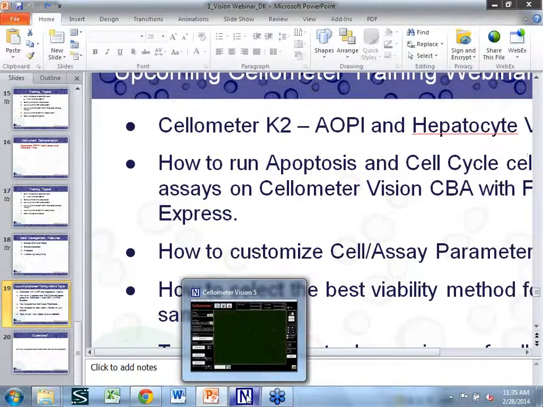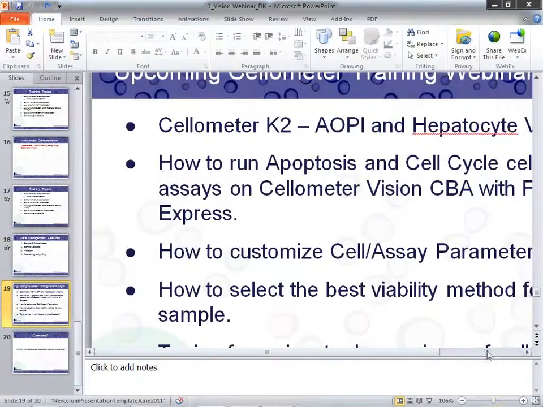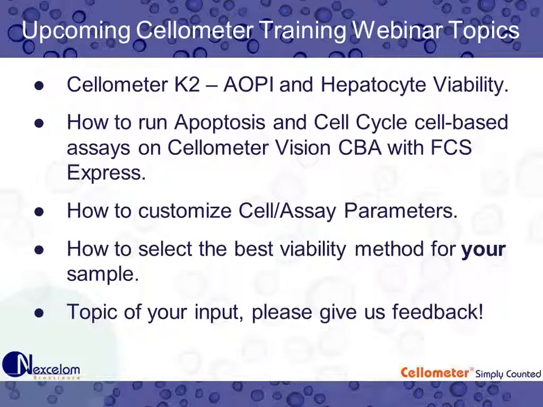So this is essentially one of the concluding parts of our webinar, but I will go back and finish up. So we have a couple of other Cellometer training webinar topics that are coming up. We have Cellometer K2, AOPI, and hepatocyte viability. We have how to run apoptosis and cell cycle-based assays on Cellometer Vision CBA with FCS Express, how to customize cell assay parameters, how to select your best viability method for your sample.